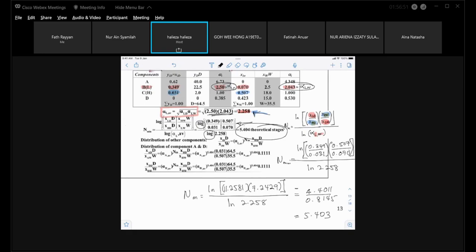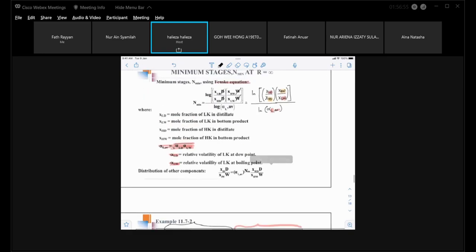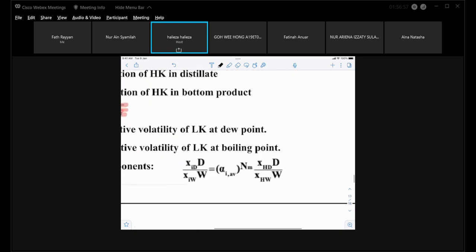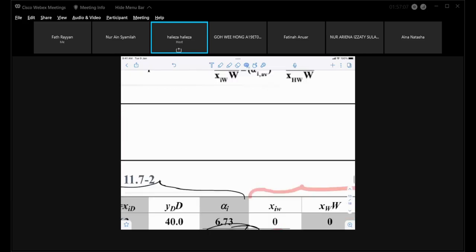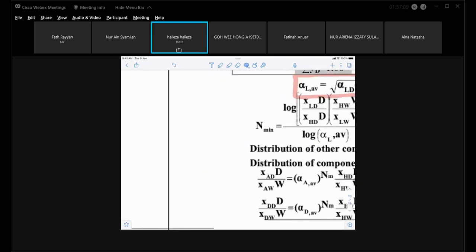Now, once you manage to get your n mean, you will use this equation, the one at the bottom here, to calculate the distribution of component A and D. Remember, A and D you assumed earlier. So you're going to use that to recalculate the composition. I'm going to put it over here.